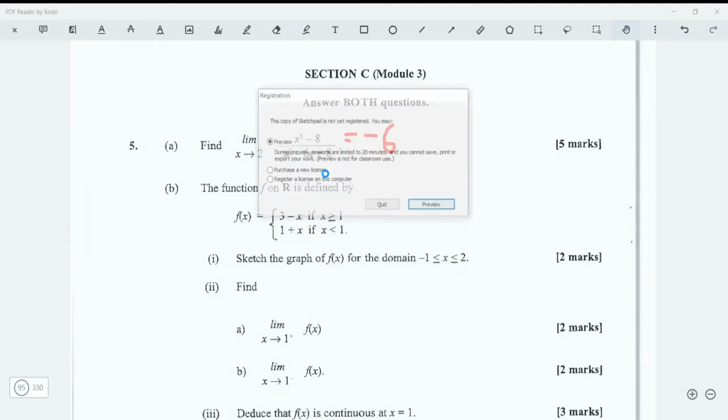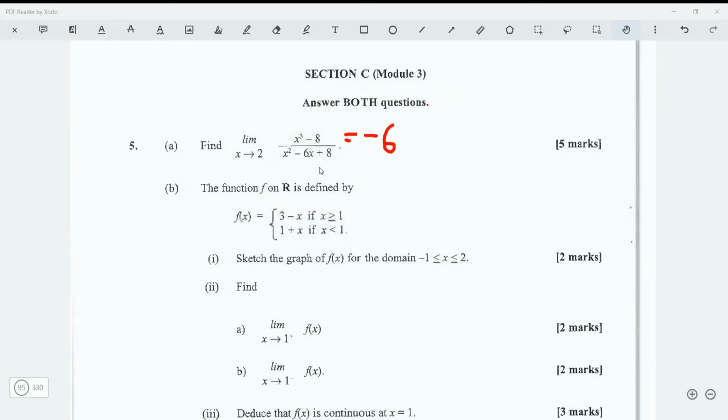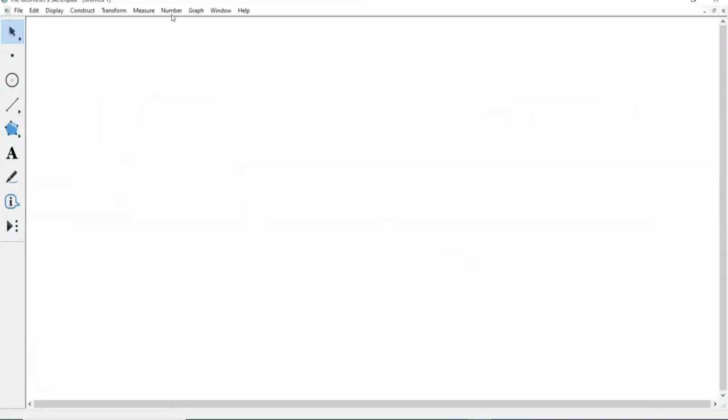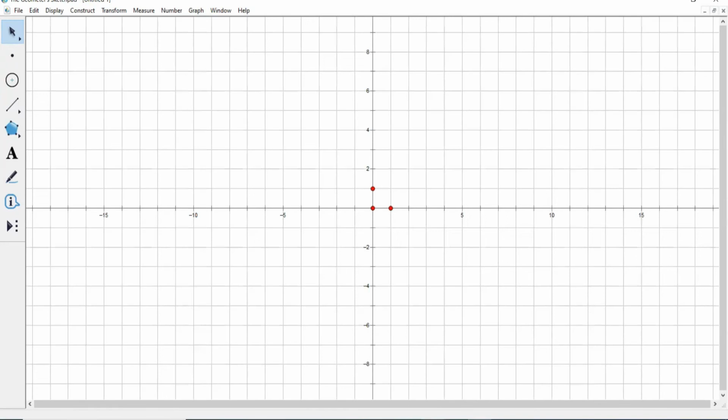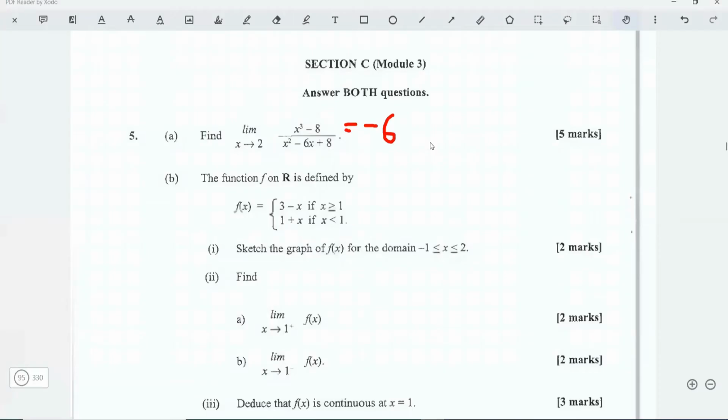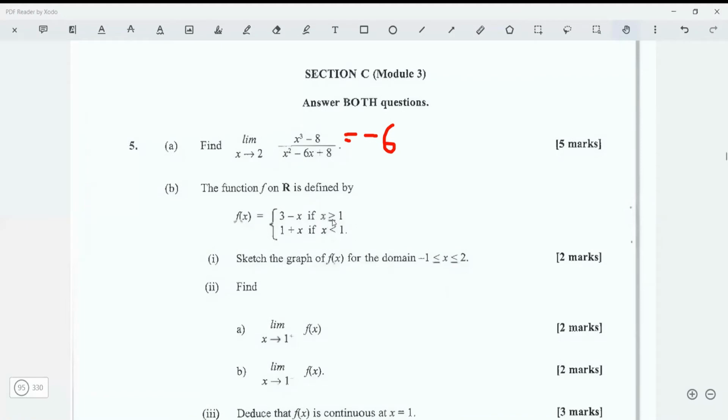So let's go to Geometer's Sketchpad right here. All right, so we're going to insert this graph. Let's insert the grid form first. Now, the first thing it says is that 3 minus x is the function when x is greater than or equal to 1. So when x is 1, 3 minus 1 is 2. So when x is 1, y is 2. Let's put that.